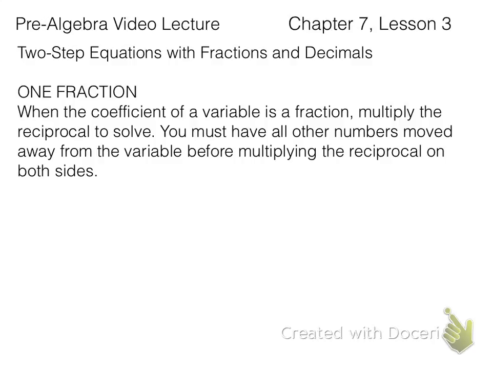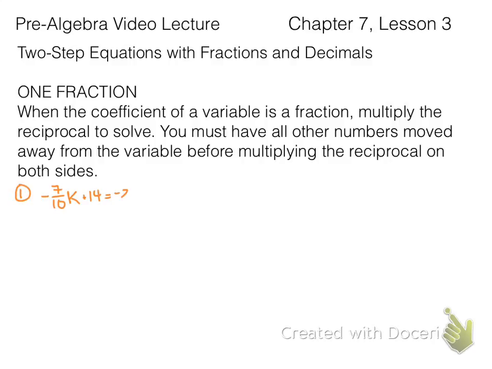Okay? So, one fraction. When the coefficient of a variable, that means the number in front of a variable, is a fraction, we're going to multiply by the reciprocal to solve. Basically, you're dividing by the fraction on both sides, and when you divide by fractions, it's multiplying by the reciprocal. So you can skip the whole divide by the fraction and then do the reciprocal if you just multiply by the reciprocal on both sides. And this again goes back to Chapter 6 material. All right, you must have all other numbers moved away from the variable before you can do this, okay? So when you have two-step equations, you need to make sure that you pay attention to that.